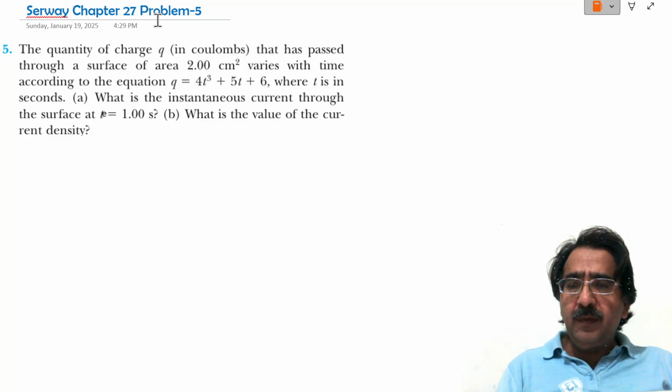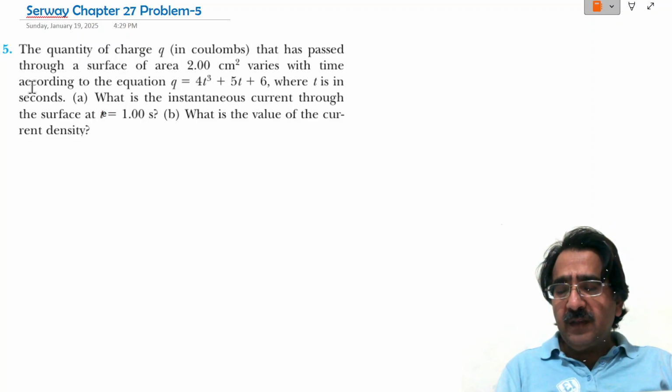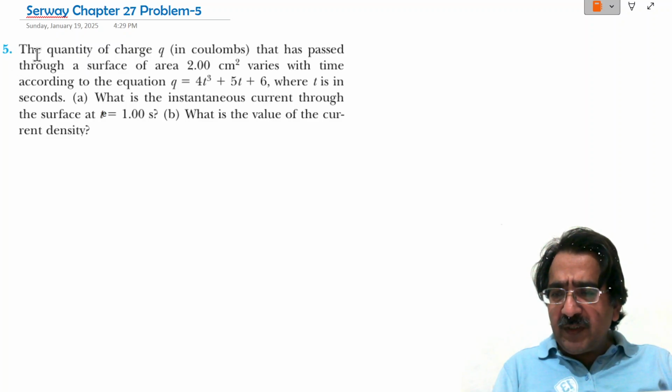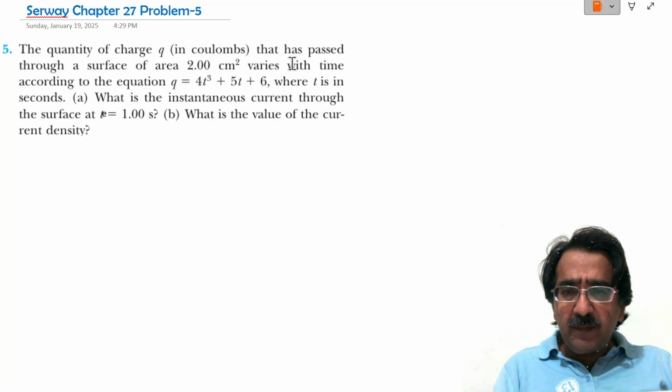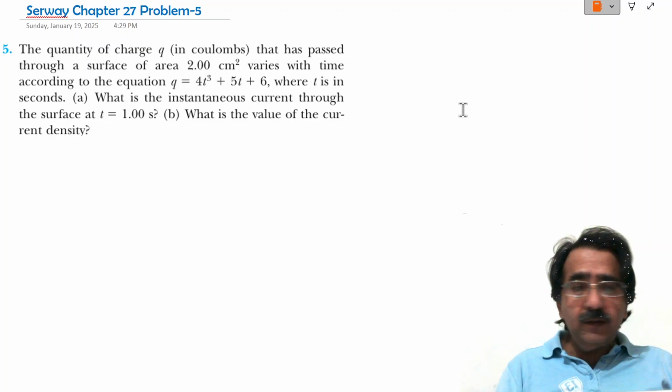Now I will discuss the solution of problem 5 from chapter 27, Serway's Physics, 7th edition. The fifth question is: the charge q in coulombs that passes through a surface of area varies with time according to the given expression, where t is in seconds. What is the instantaneous current through the surface at t equal to 1 second? What is the value of the current density?